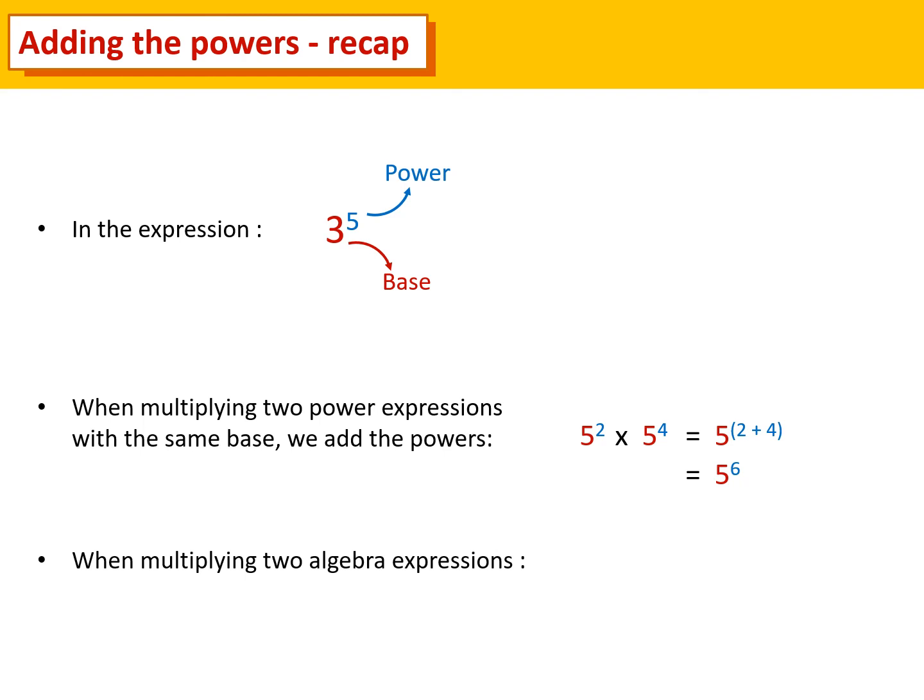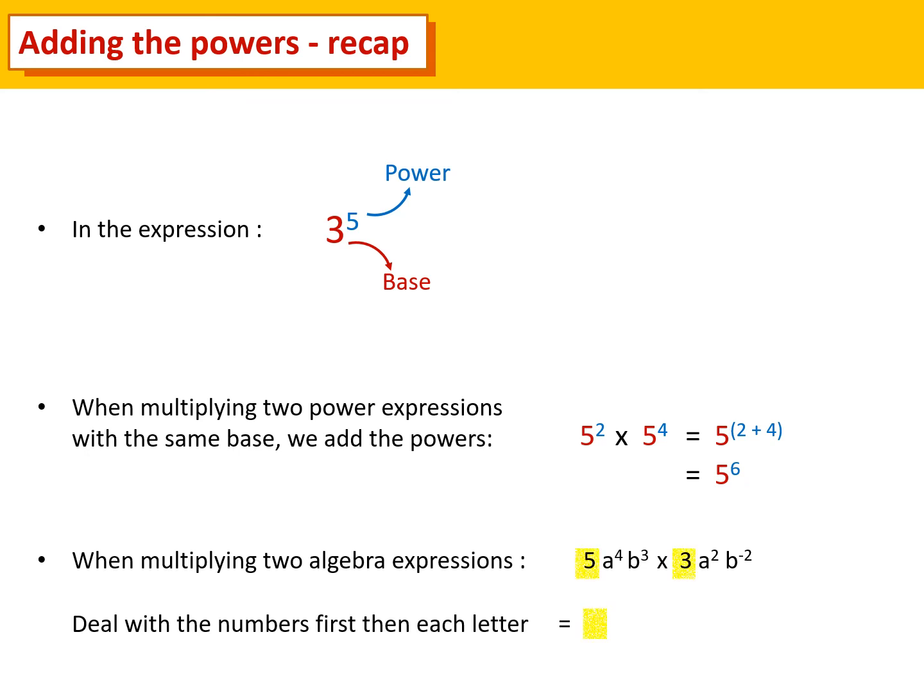When multiplying two algebra expressions, we deal with the number first and then each letter. 5 times 3 is 15. The a to the power of 4 times a squared is a to the power of 6. And then the b term, b cubed times b to the negative 2 is just b.